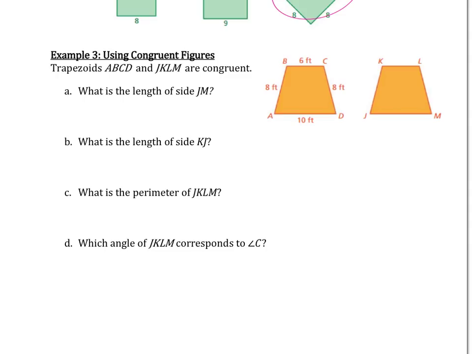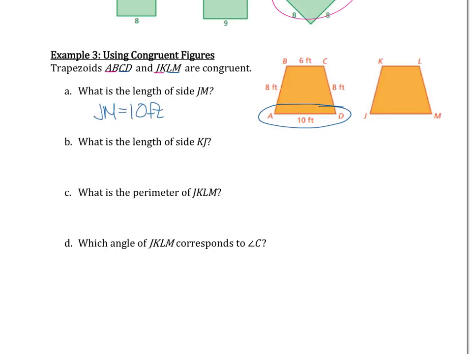So if you look at the names here, AB corresponds to JK because those are the first 2 letters in the names. We could keep going and say that CD corresponds to LM, and any kind of pairing we would pull apart from there. So since they're asking about side JM, not only can we tell by looking at it, but we also know by the way in which the shapes are named that JM corresponds to side length AD. So because AD is 10 feet, we also know that JM is 10 feet as well.